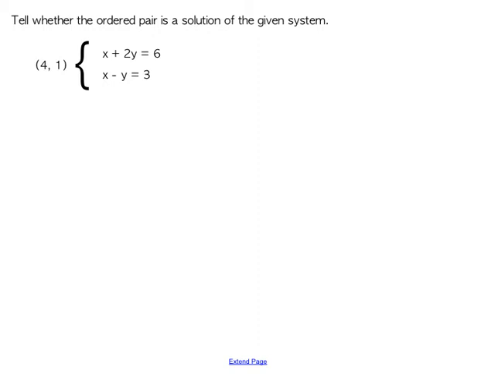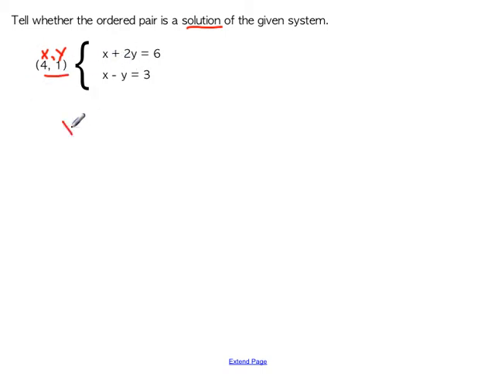In this example here, we have two equations, x plus 2y equals 6 and x minus y equals 3, and they want to know whether or not this is a solution of this given system. And here's what we have to work with. We know that our first is our x and our second is our y. So we're going to substitute or plug those in and test them out.